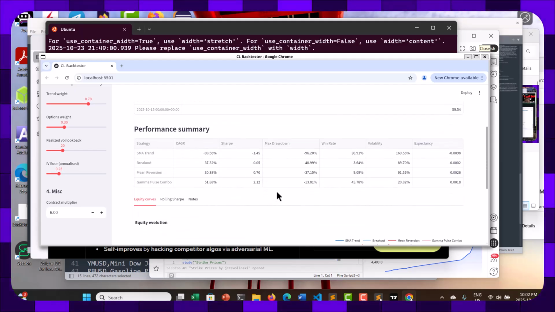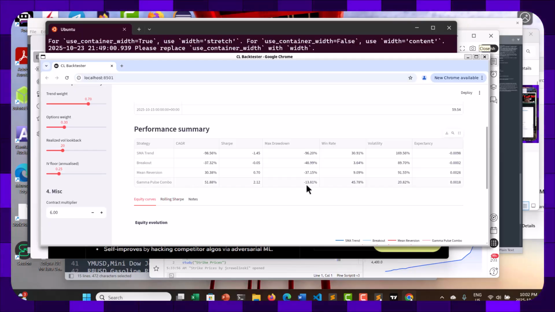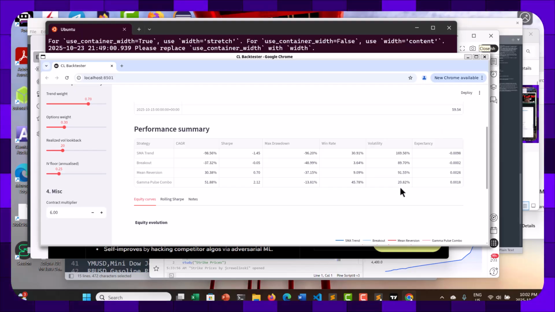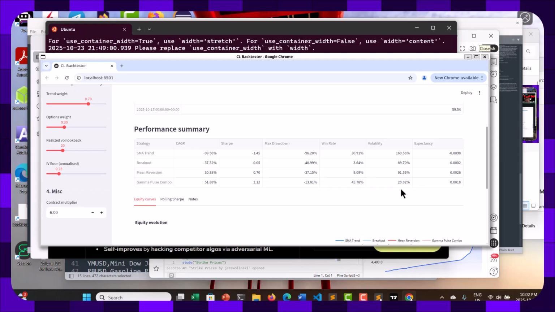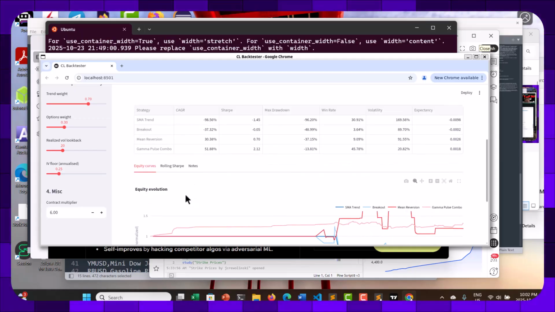So coming back here, on max drawdown, the best one's looking kind of like the gamma pulse combo. You can see here the win ratio is quite good, 45%. Volatility is kind of still tolerable. It's a little high in my books. But if you don't have volatility, you don't get performance as well. So that's something that needs to be considered as well.